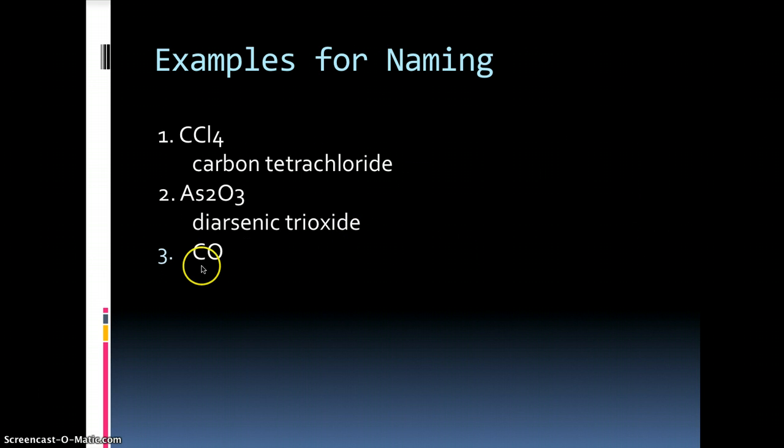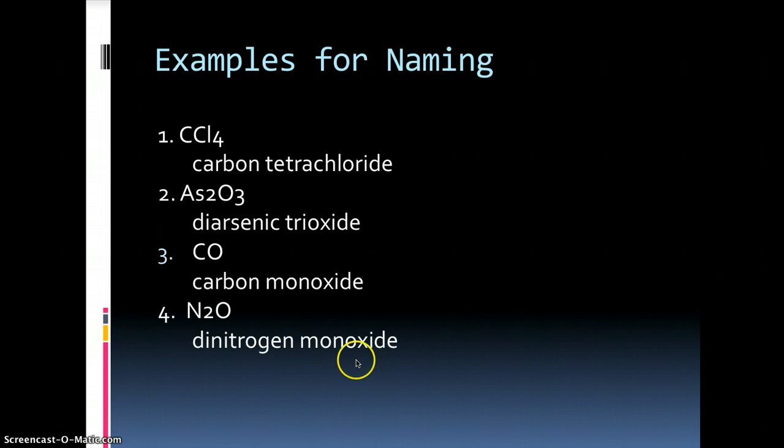CO, you only have one C, and that prefix is mono. We never ever use mono at the front of the first one. And then your second element is oxygen, and there's only one of those. We do use mono on the second element, so this would be carbon monoxide. N2O, 2 N's is dinitrogen, and 1 O, again, is monoxide. Notice that there's not 2 O's here. We dropped the O from the mono and kept the O from the oxide.